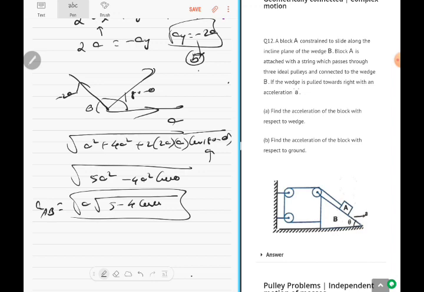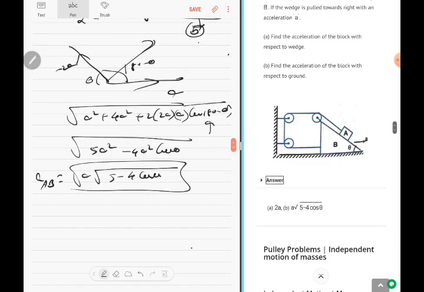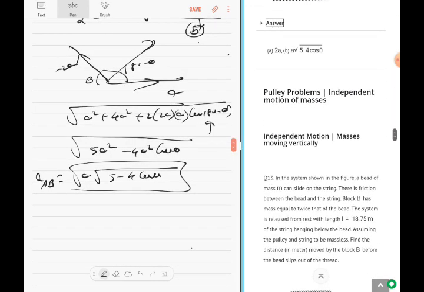So the answer given here, they seem to have exchanged both answers. The A's and B's have to be interchanged. If you disagree with me, you can tell me in the class, but that's the clarity I have.